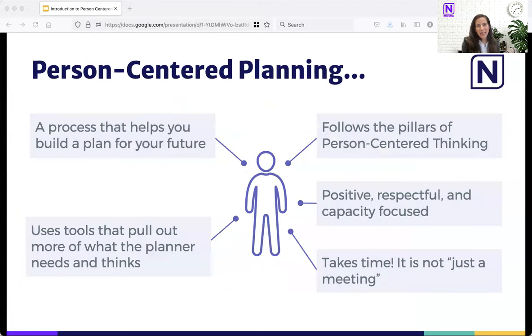So, person-centered planning. It's really the process. So we are using person-centered thinking tools to help you build a plan for your future. It uses those tools to pull out more of what you need, what you think, what you like, what you don't like. And it's a process that really follows those pillars of person-centered thinking. It's positive, respectful, capacity-focused. And it takes time. It's not just a meeting. We're going to use a variety of activities over a couple of months to really get to know you well.